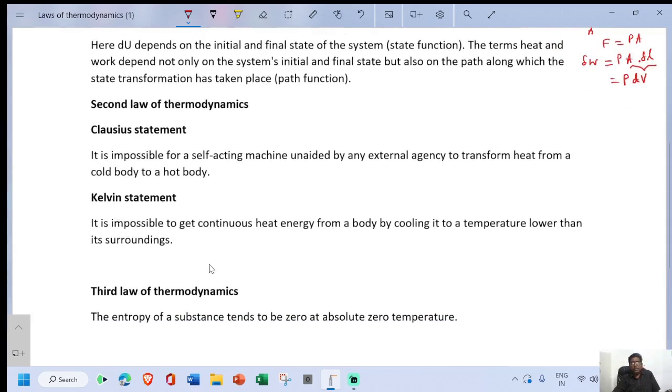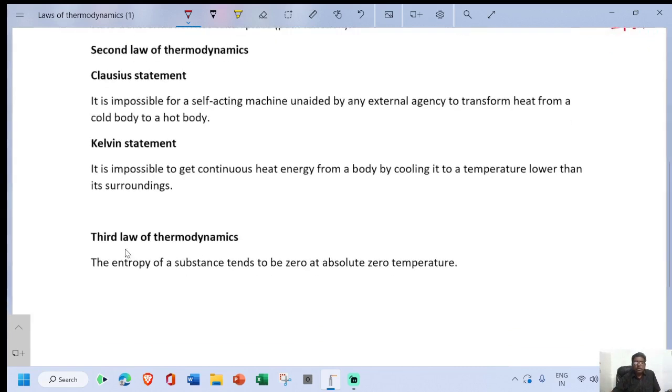Now, the Kelvin statement is, it is impossible to get continuous heat energy from a body by cooling it to a temperature lower than its surroundings. You may get heat energy from a body to a certain extent. If you want to get heat energy from a body by cooling it to a temperature lower than that of its environment, it is highly impossible. This is the Kelvin statement. Now we may go to the third law of thermodynamics.